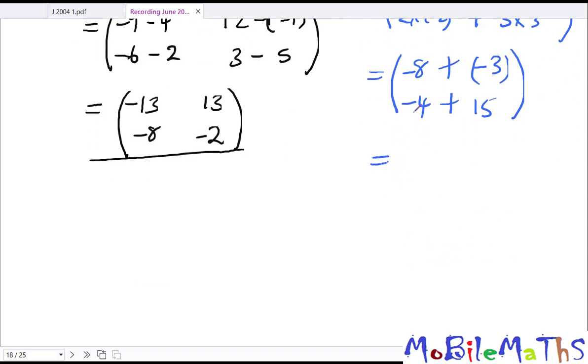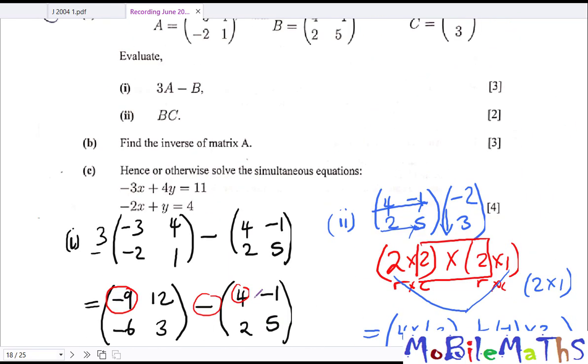Now let's simplify it. Minus 8 plus minus 3, that's minus 8 minus 3, we get a minus 11. Minus 4 plus 15, that's 11. Okay, positive 11. So this is our final answer. Okay, so let's move on to the next question.